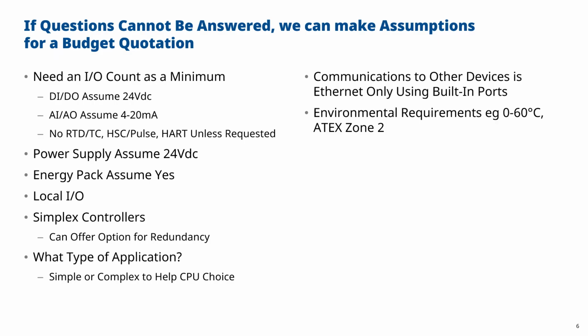So we could have two quotations, one for simplex and one for redundant. But again, maybe we need to know what the type of application is, because that can help us make the CPU choice, but also for many applications we can decide if we need simplex or if we need redundancy. If communications aren't specified, we can assume using the standard built-in Ethernet port is adequate. And for environmental requirements, 0 to 60 is straightforward. And for many of Emerson's PLCs and I/O products, we're automatically ATEX Zone 2, so that's quite straightforward.